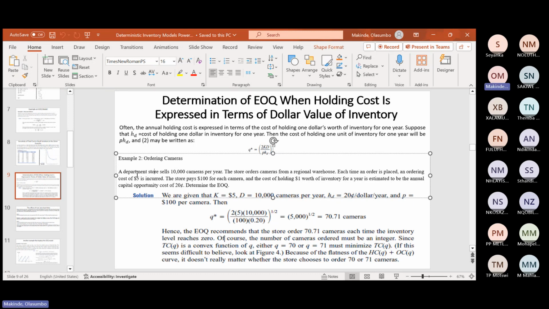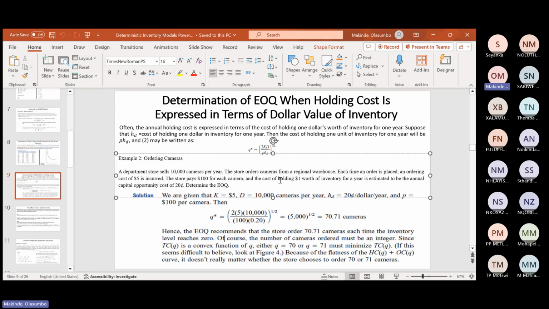So they said a departmental store sells 10,000 cameras per year. So that is the annual demand, which is D, capital D being 10,000. They said the store orders cameras from a regional warehouse. Each time an order is placed, an ordering cost of $5 is incurred, which means that the K is 5. The store pays $100 for each camera. That is the cost price of the camera, which is C.